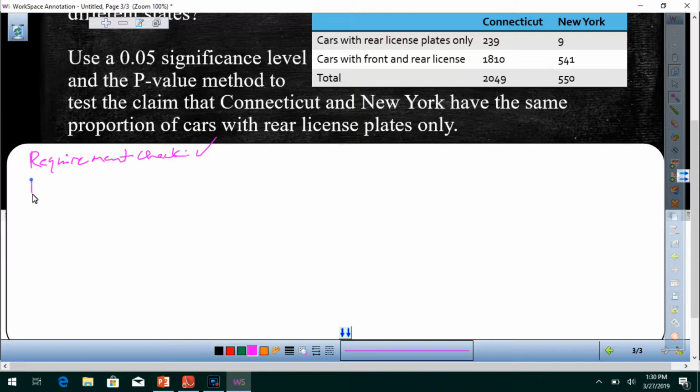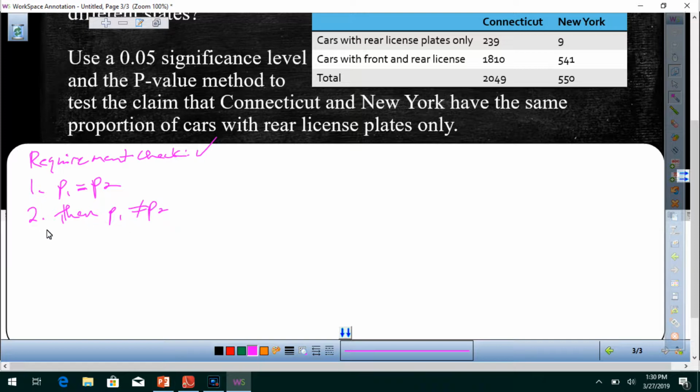Good. Step 1, the claim that Connecticut and New York have the same proportion of cars with rear license plates only. So we would say this is P sub 1 equals P sub 2. And then step 2, if P sub 1 equals P sub 2 is false, then P sub 1 is not equal to P sub 2, which is going to make that a two-tailed test.